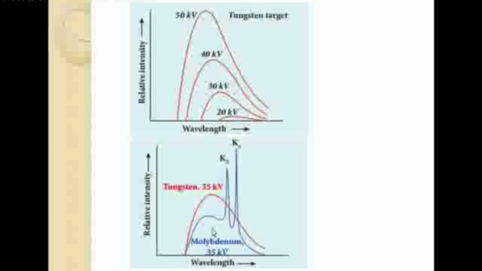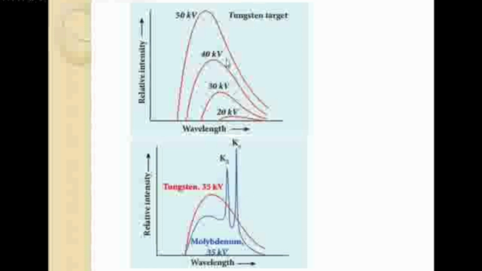See that molybdenum. Molybdenum also has a wavelength range from here to here, but it has two peak values called K alpha and K beta. These are the two peak values produced by the molybdenum. So this is called characteristic spectra. The K alpha, K beta is produced by the molybdenum. These spectral lines are called characteristic spectra.